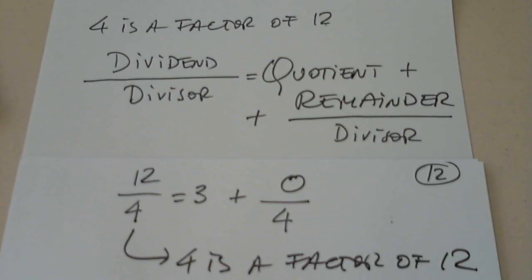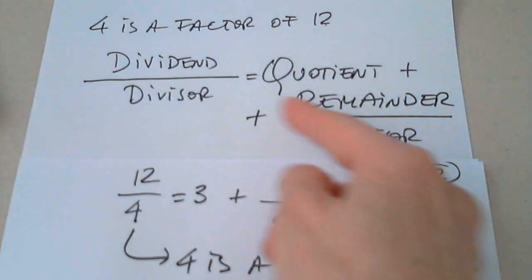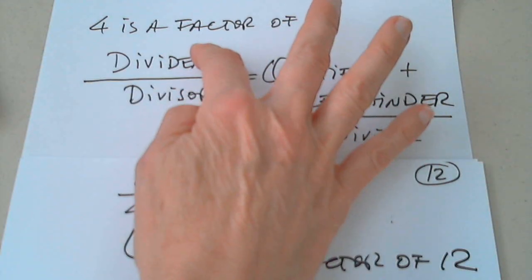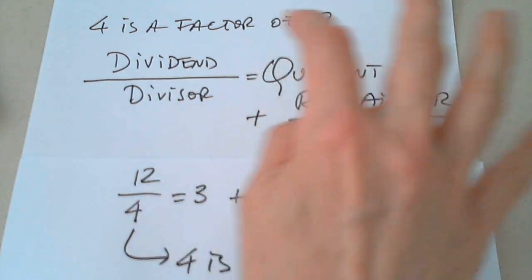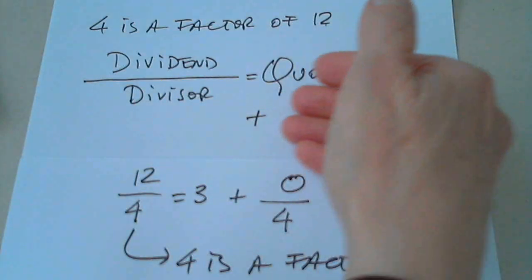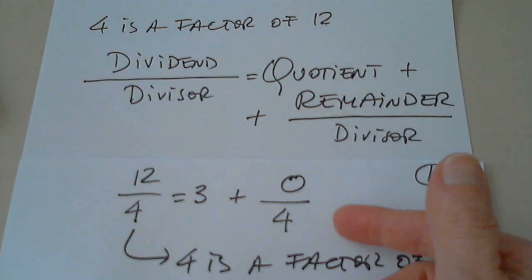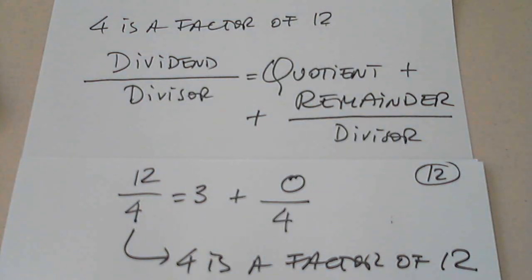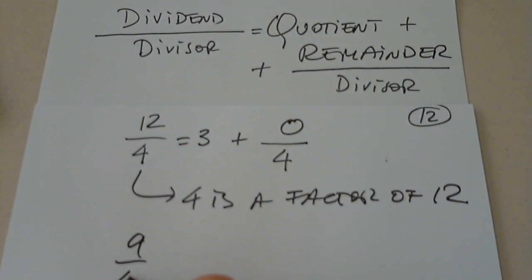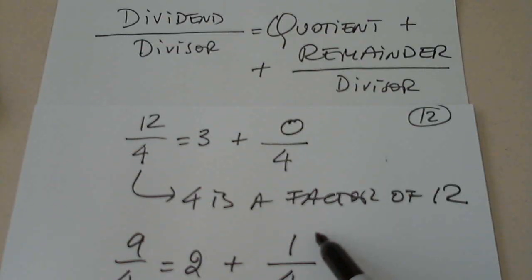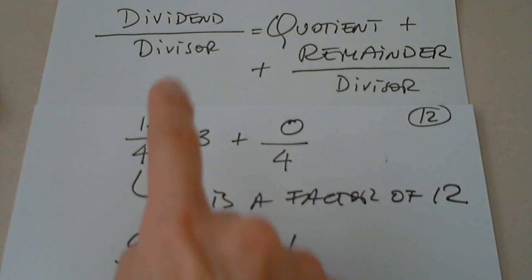Division, factors, multiplication, they're all related. So please understand this procedure. When I divide the dividend by the divisor, I get a quotient. I may or may not get a remainder. If I get a remainder, for example, 9 divided by 4 is 2, but the remainder is 1. 4 times 2 is 8, plus 1 is 9.